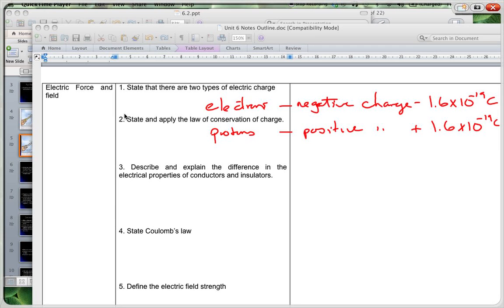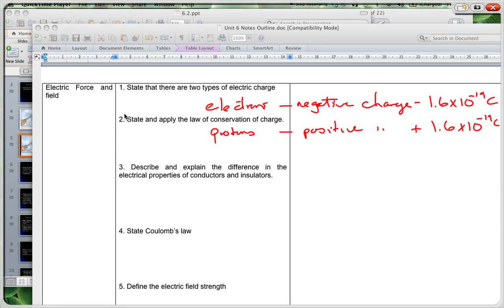It will make up one basic unit of charge, but that's true. You do get subatomic particles relating to charge.